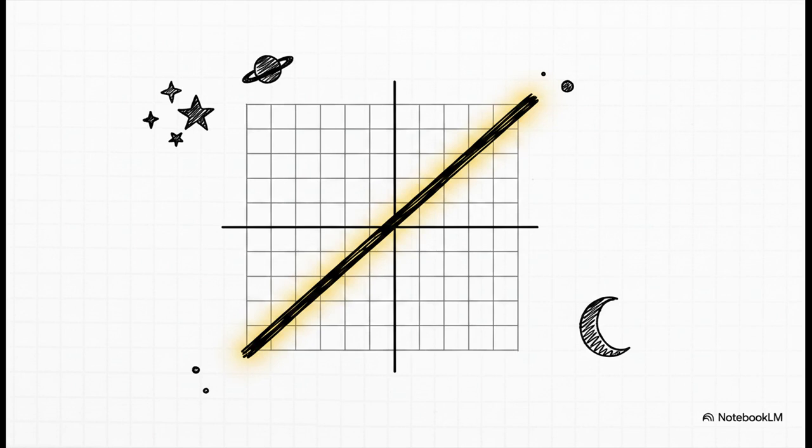ax + by + c = 0. As long as a and b aren't both 0 at the exact same time, this one equation can represent literally any line in the universe. It's the ultimate unified language of straight lines.